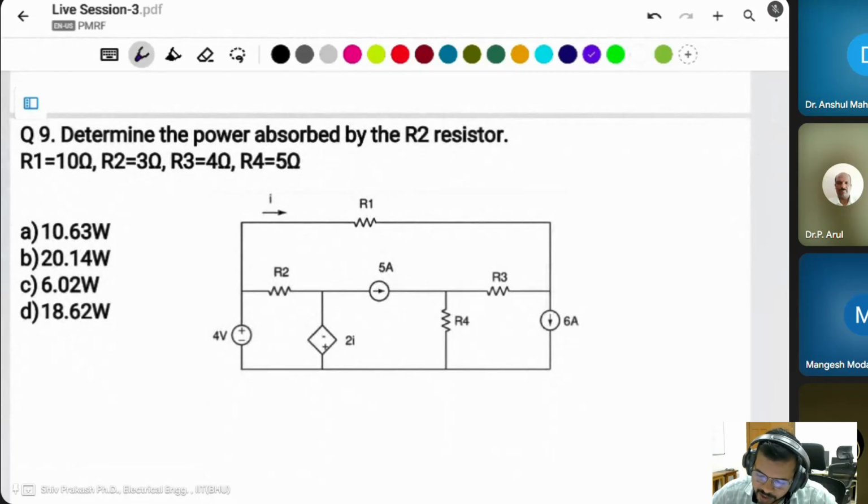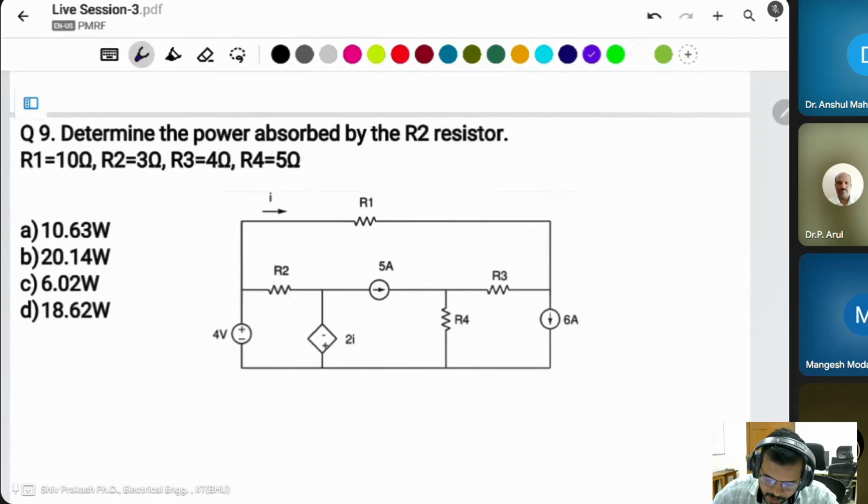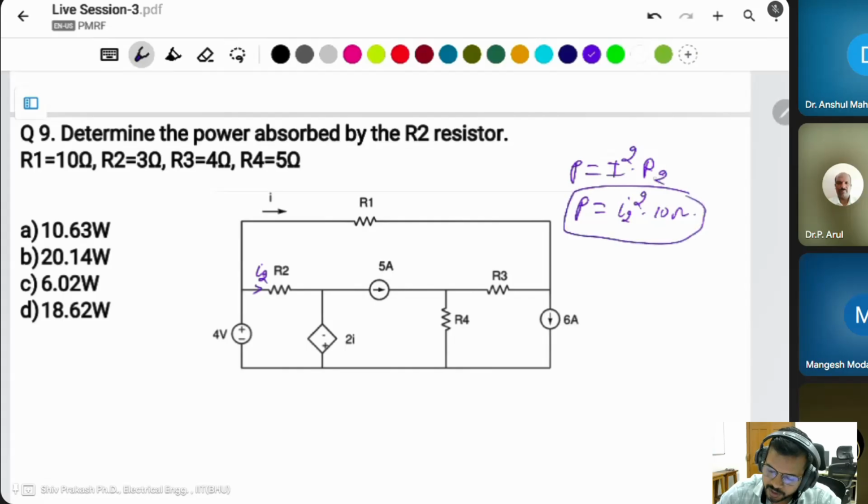Determine the power absorbed by the R2 resistor. This resistor, R2 resistor, the resistances are given as 10 ohm, 3 ohm, 4 ohm, 5 ohm. You have to find it. How can you calculate the power? P is equal to simply I square into R. You have to find the current I2 through this resistor. Then power will be I2 square into 10 ohm, because R2 is 10.